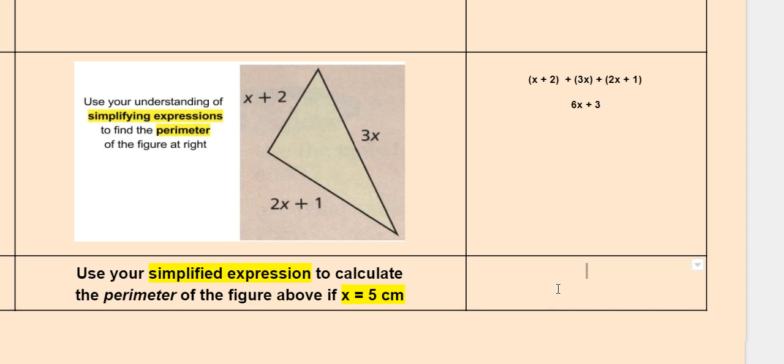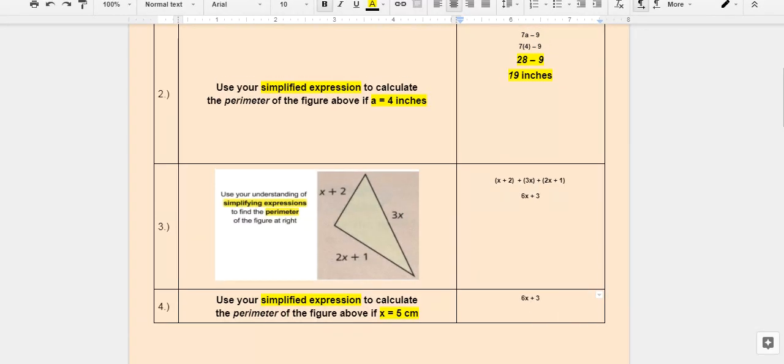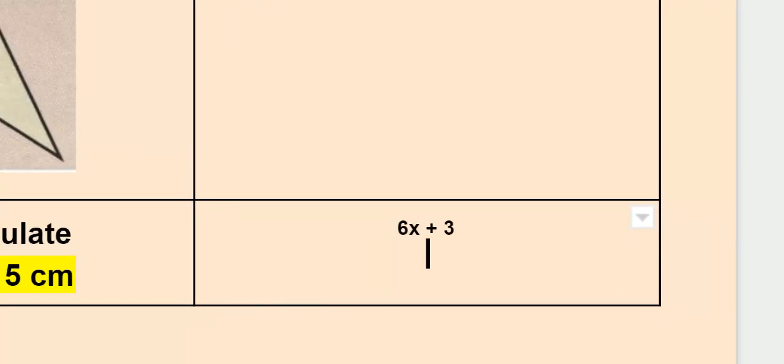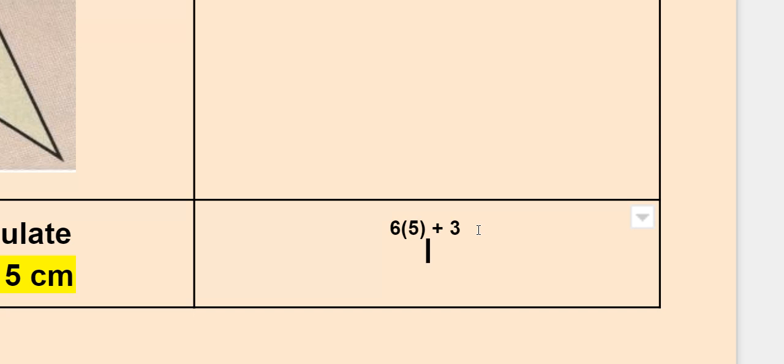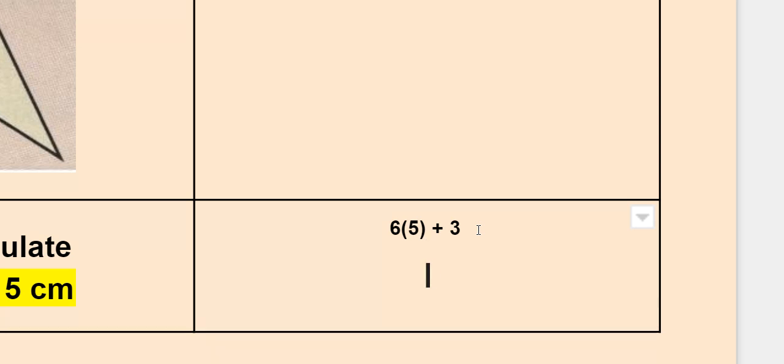But the next question asks us to use that and to do what with it? To find the perimeter when x equals 5. So we're going to replace that x with 5. That's just our substitution. So 6 times 5 is what? 6 times 5 is 30, plus 3 equals 33. And this time, we're talking about centimeters. So this would be 33 centimeters. And that's it, we're done. That's all we had to do to evaluate it.